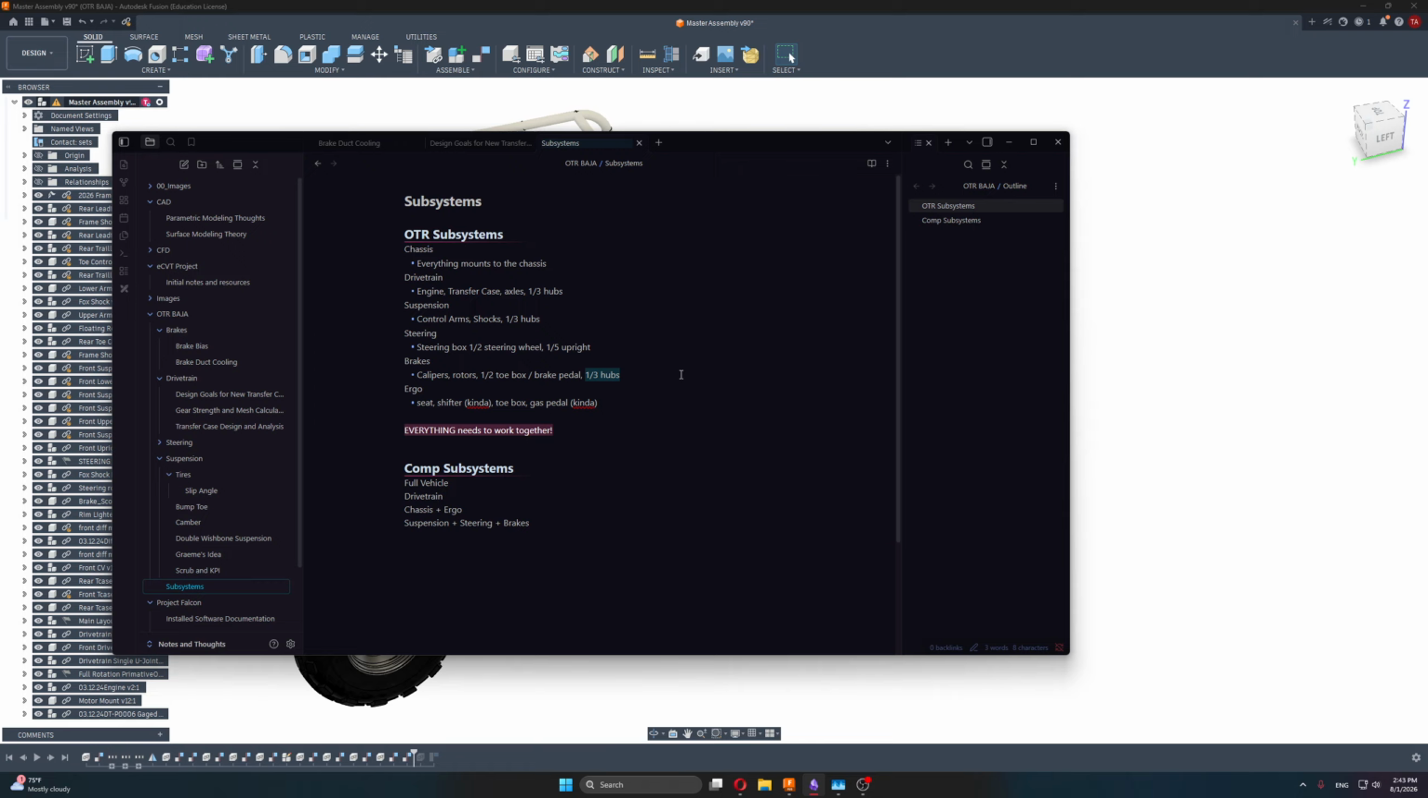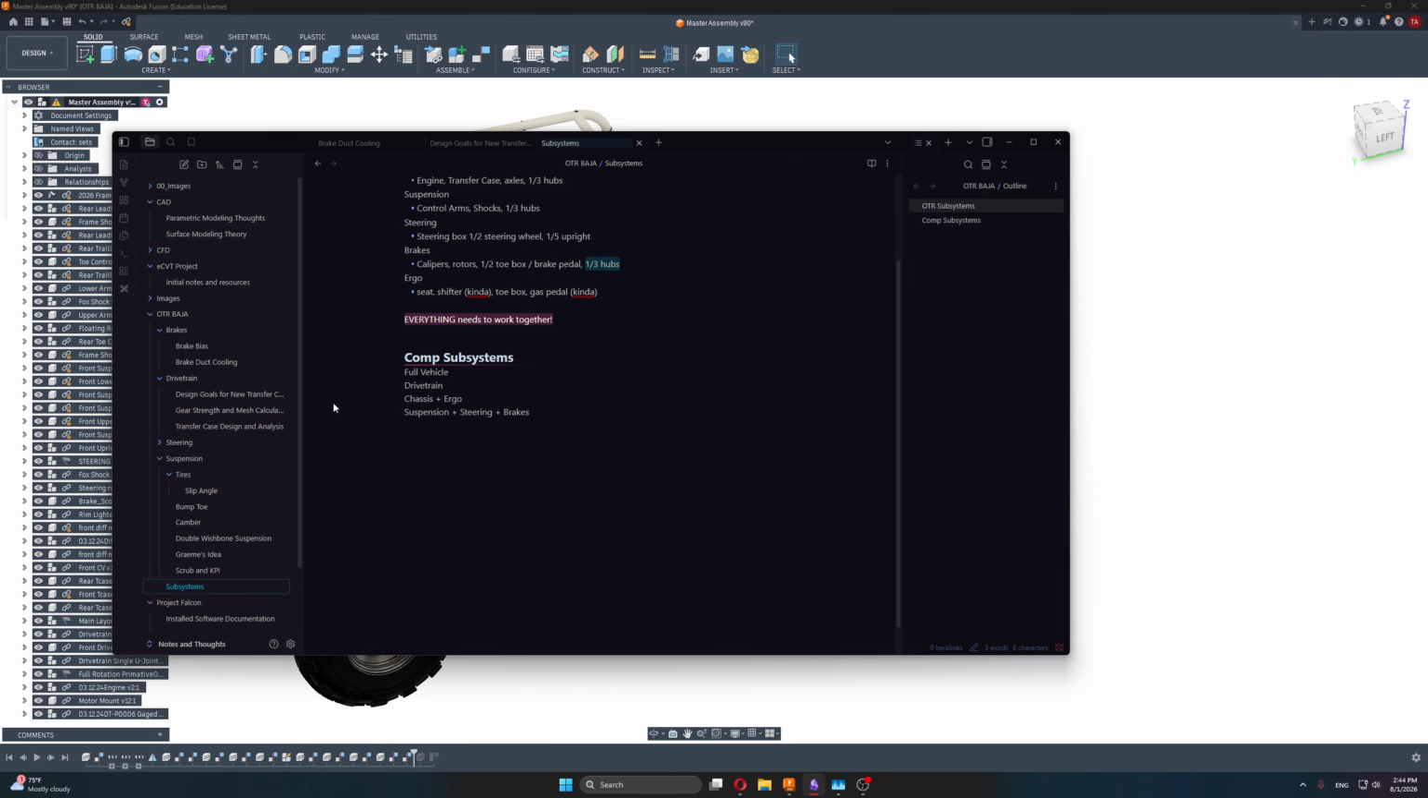There's very few important pieces on the car that actually get designed in depth that don't interface with multiple subsystems. So don't just join your subsystem and never talk to anyone else. That's a bad idea. Everything needs to work together.